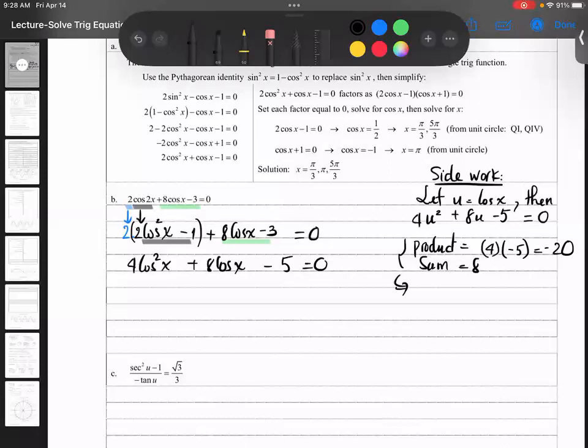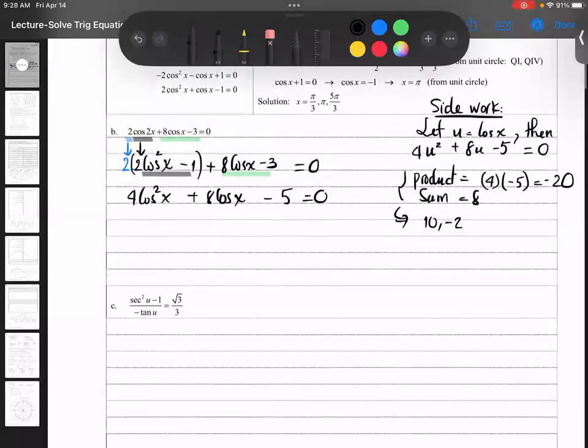Give me two numbers that multiply to -20 and add to 8. Yes, 10 and -2. And what do I do with the 10 and -2? Do you remember? Don't do this. Don't write this down. It's wrong. Why can't we do that? Because the coefficient of u squared is 4, it's not 1. So what you have to do is split the 8u into 10u and then -2u.